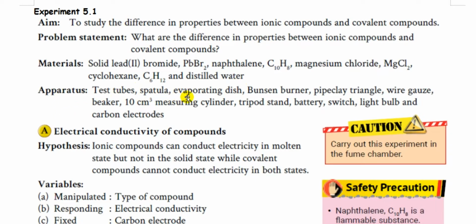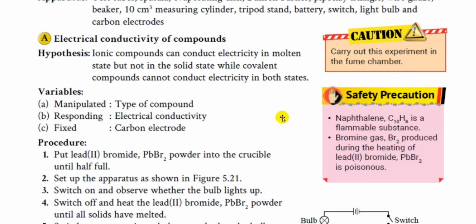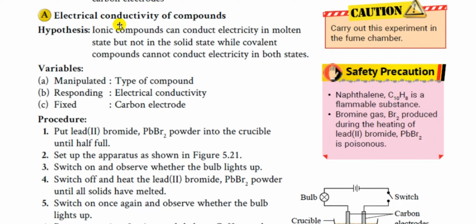Materials we are using are solid lead(II) bromide, naphthalene, magnesium chloride, cyclohexane, and distilled water. Apparatus: test tube, spatula, evaporating dish, Bunsen burner, pipeclay triangle, wire gauze, beaker, measuring cylinder, tripod stand, battery, switch, light bulb, and carbon electrode. 其实有三个 experiment，所以我们先做第一个，看它可不可以传电，electrical conductivity of compound。Okay, carry out this experiment in fume chamber.